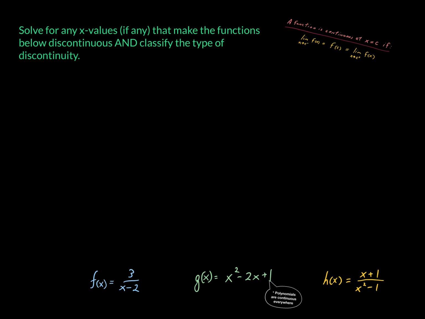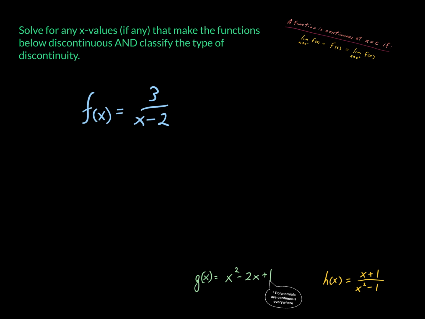Okay, let's wrap this video up by looking at these three functions. What am I asking you to do here? We're going to solve for any x values, if any, they may not exist, that would make the functions below discontinuous. And if so, we want to classify the type of discontinuity: infinite, removable, or jump. Well, f of x, let's start with this one.